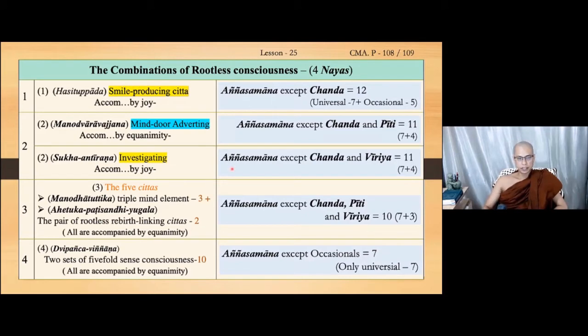For example, for the consciousness of the second group, if we take Manodvaravajjana, at that moment chanda and piti will be exceptions. So only 11 mental factors are associated with Manodvaravajjana. That's why in the group of mentality also, chanda and piti will be absent.